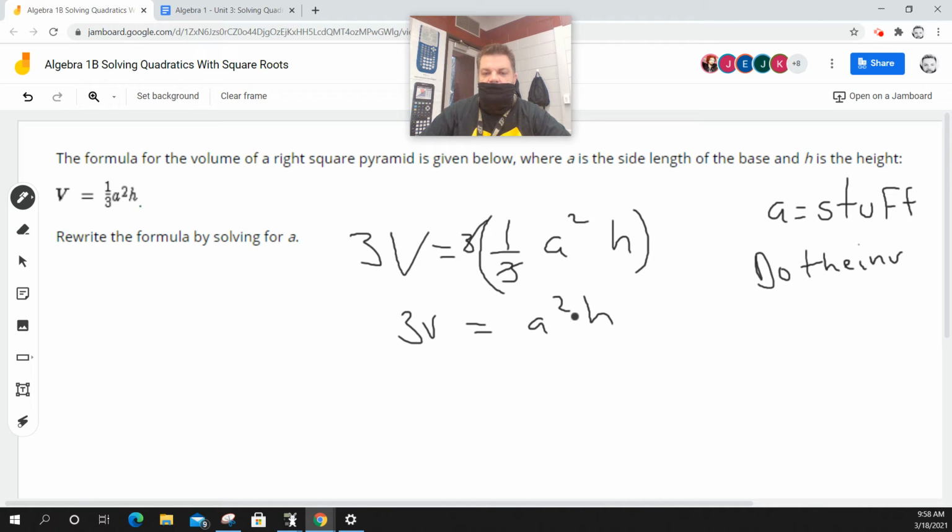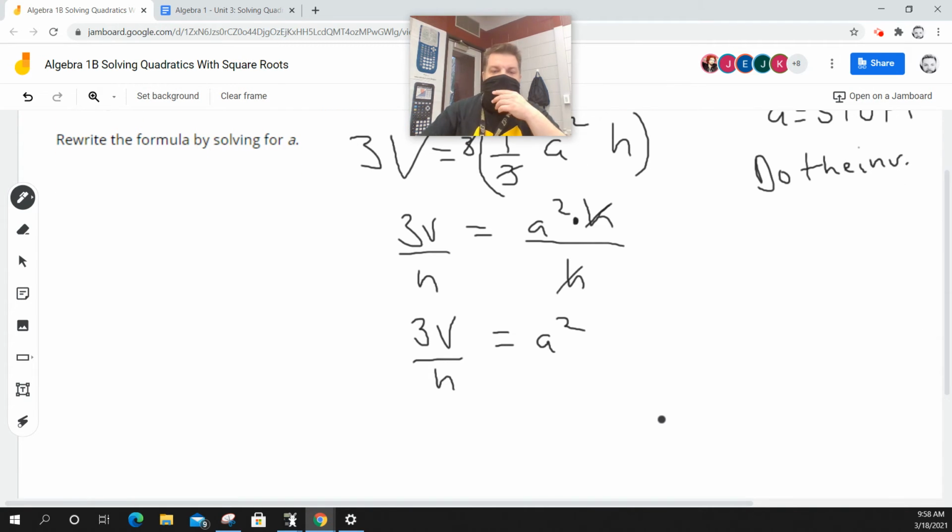What is the A squared doing to the H? Well, when two letters are right next to each other, it's implied that we're multiplying those variables. So what's the inverse of multiplying? Division. So I'm going to divide both sides by H. H divided by H is 1. 1 times A squared gives me A squared. And now I've got 3V all over H.